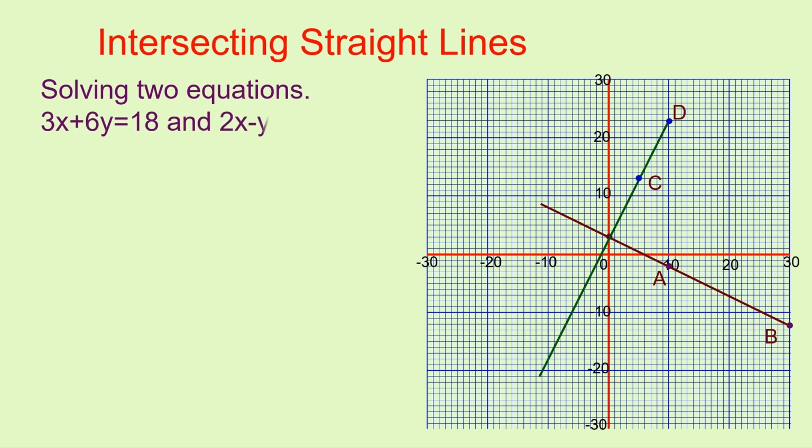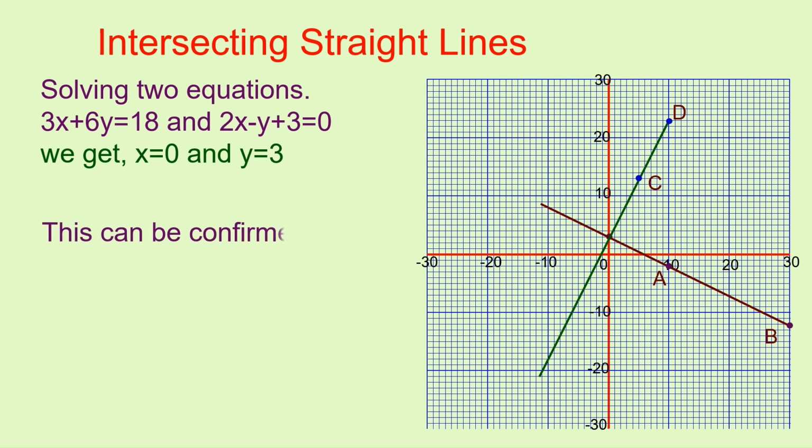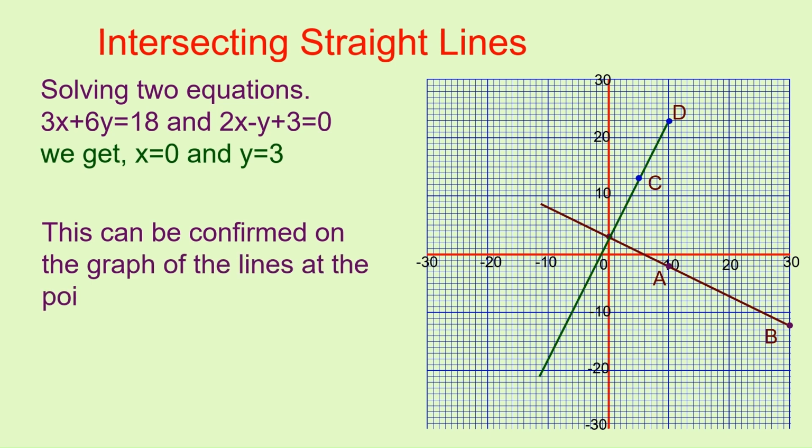Solving two equations, 3x plus 6y equals 18, and 2x minus y plus 3 is equal to 0, we get x equals 0 and y equals 3. This can be confirmed by the graph of the lines.